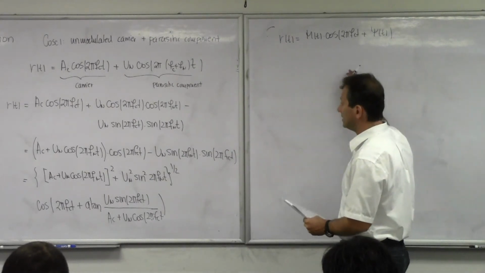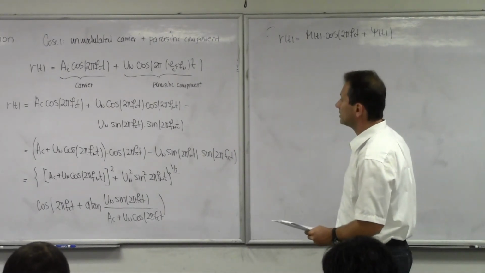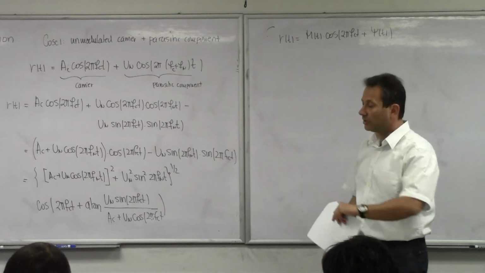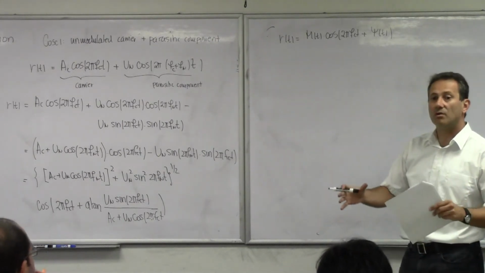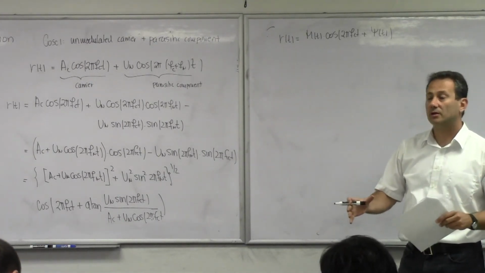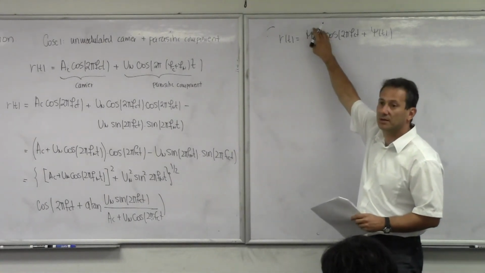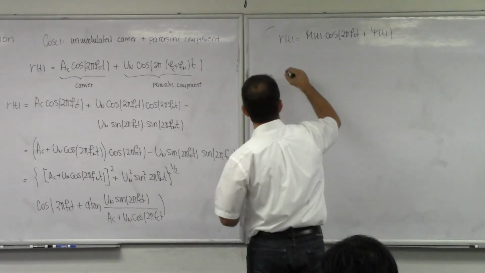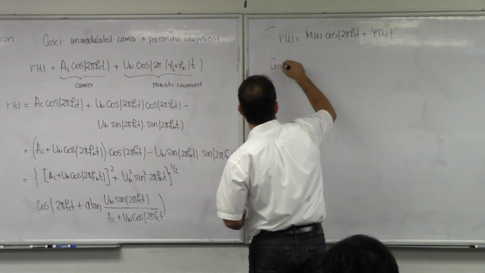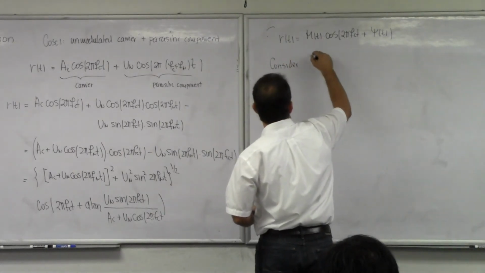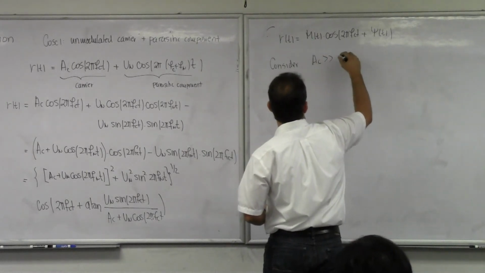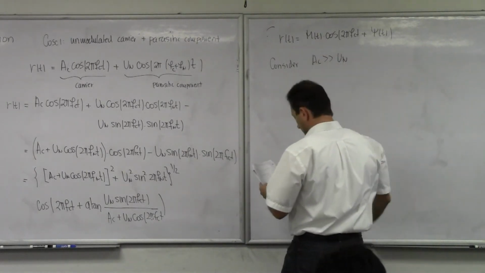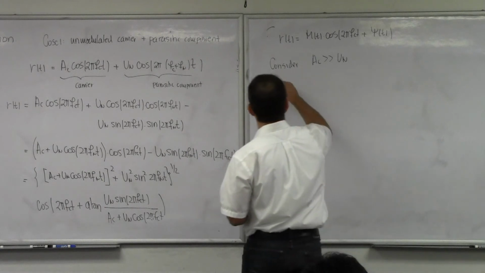Let's simplify this, and then we'll draw a structure of the receiver, and you will notice that there is an additional component that we put in there to eliminate these variations. But for right now, we will consider that AC is much greater than UN.